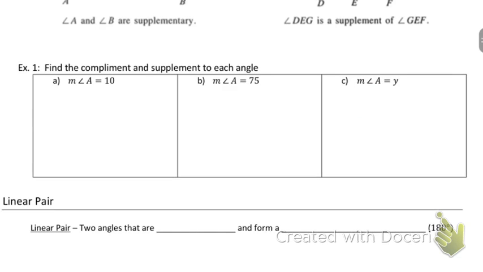All right, find the complement and supplement of each angle. So we need to find the complement and supplement of each of these. If my measure is 10 degrees, what is the measure of that complementary angle? It's going to be 80 degrees, because 80 plus 10 equals 90 degrees. Can someone tell me what the supplement of this is then? Since you were the brave one to come up with the first one. 170 degrees. Perfect.